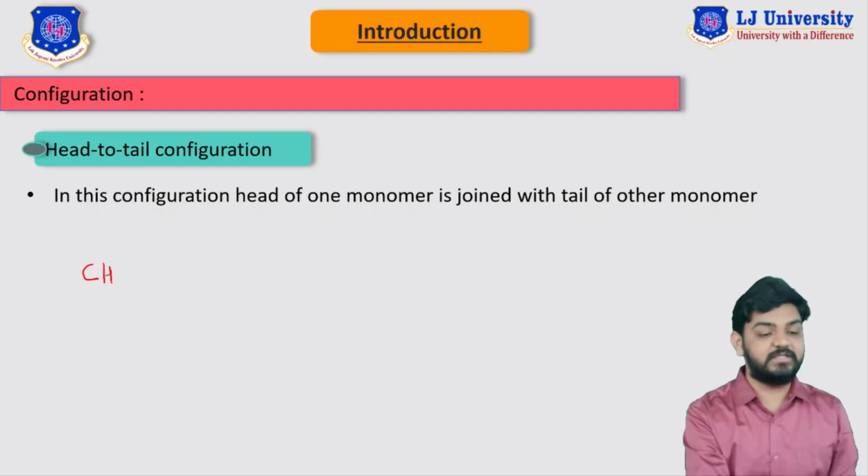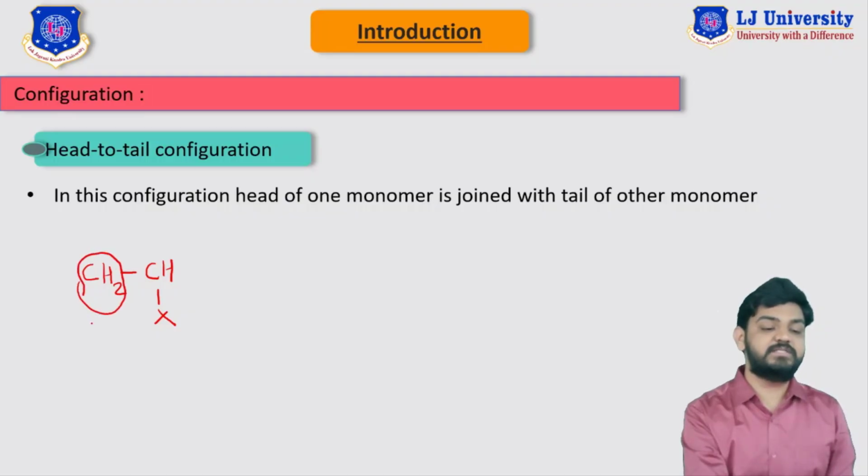In it, this carbon is attached to two hydrogens and this carbon is attached to one hydrogen and one halogen group, specifically chlorine, which I am representing with the X group. So this particular atom is the tail. Let me write here the tail. And this particular atom where the halogen group is connected is considered as the head.